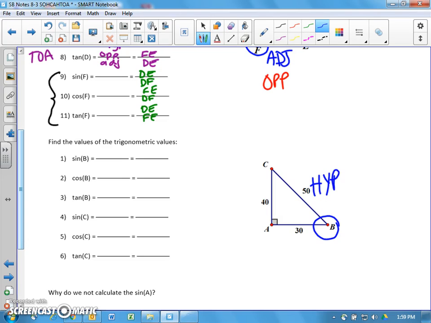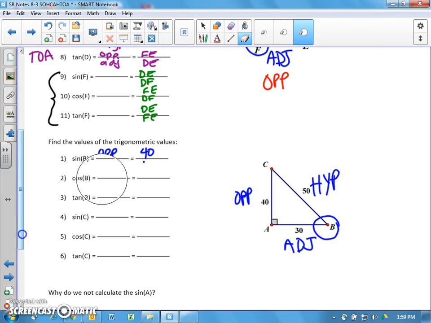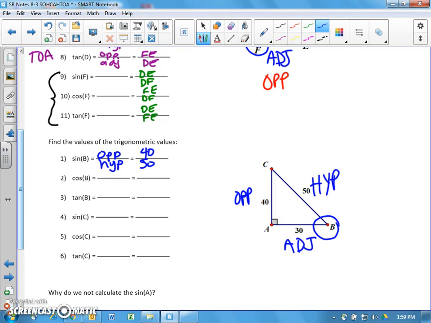Based on this angle, my opposite is going to be the side marked 40, and my adjacent is the side marked 30. So sine is opposite over adjacent, which is going to make this 40 over, I'm sorry, I wrote opposite over adjacent. It should be opposite over hypotenuse. That's OH. Hypotenuse is 50. And we can reduce that to the ratio of 4/5.